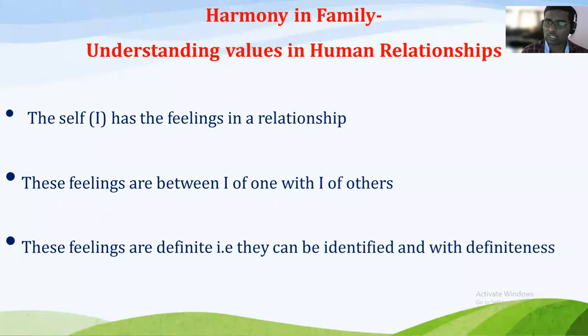And we need to understand clearly what kind of relationship we have in our family, in our society, with nature. What kind of relationship, and we have to maintain that relationship. For that we must understand the values in a human relationship. Now, what kind of values are there in a relationship? Definitely certain values are there. We are going to discuss those values now. Is it right? So before proceeding further to those values, first we must understand that relationship.